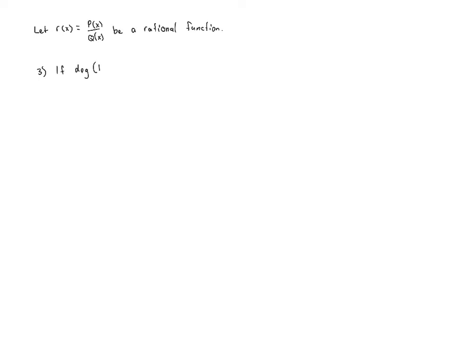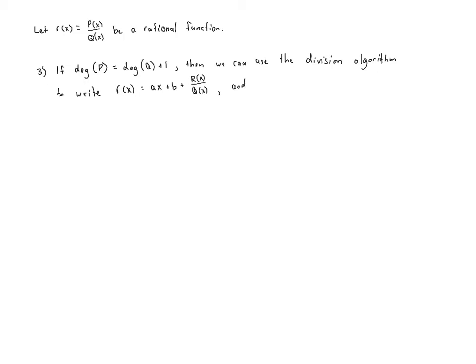If the degree of the numerator, p, is 1 more than the degree of the denominator, so the degree of q plus 1, then we can use the division algorithm to write r of x equals ax plus b plus some remainder polynomial over q of x, and y equals ax plus b is the slant asymptote.